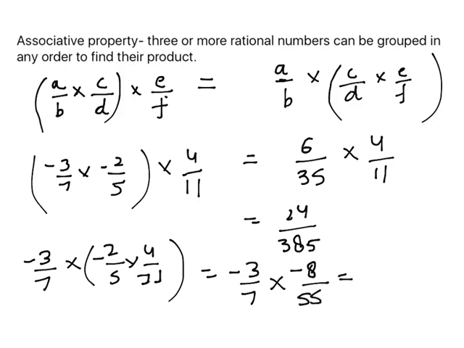Now minus 3 times minus 8 will give us positive 24, and 55 times 7 will give us 385. So here we get the same answer as 24 by 385. So we can group rational numbers in any order to find their product. It means rational numbers satisfy the associative property under multiplication.